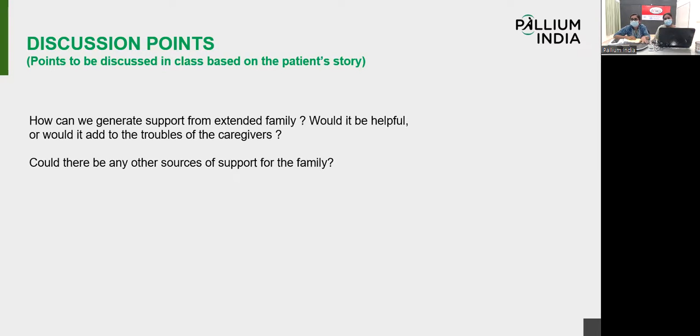There are more comments which are coming in the chat box. Visiting the patient in the hospital by the relatives could reduce the anxiety for the daughter, and they could see the situation as it is and accept the situation.